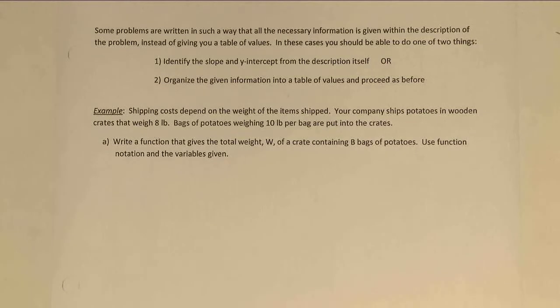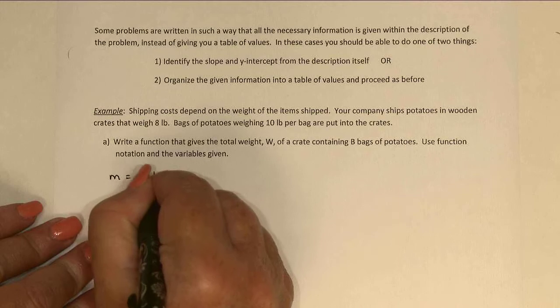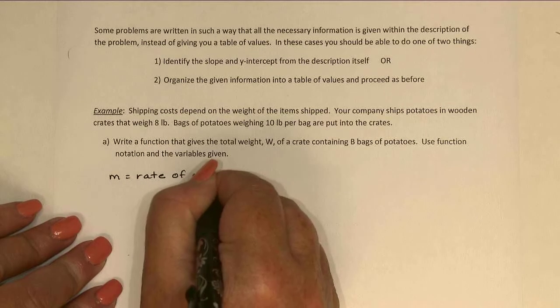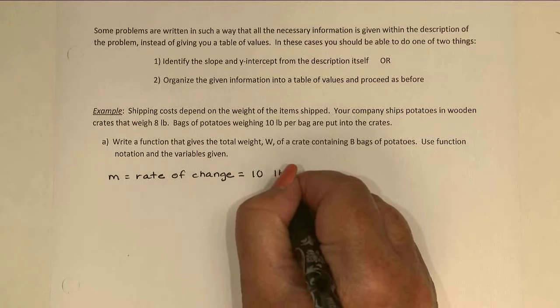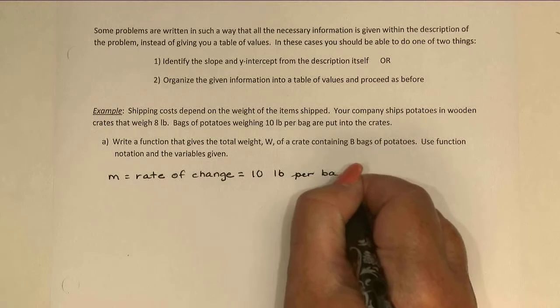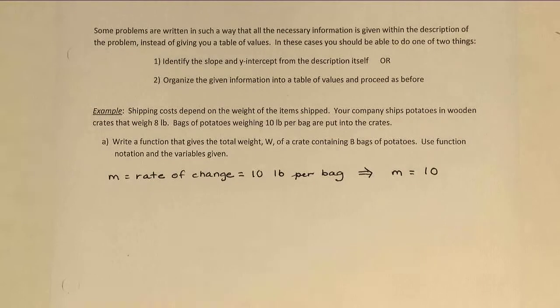As I look at this description, I can probably find the slope and the y-intercept just based on the description. If you think of the slope as the rate of change, what's going to happen every time you put a bag of potatoes in the crate? Well, every bag weighs 10 pounds, and so the weight's going to go up by 10 pounds each time. My rate of change is 10 pounds per bag. And so I think I'm going to have a slope of 10.